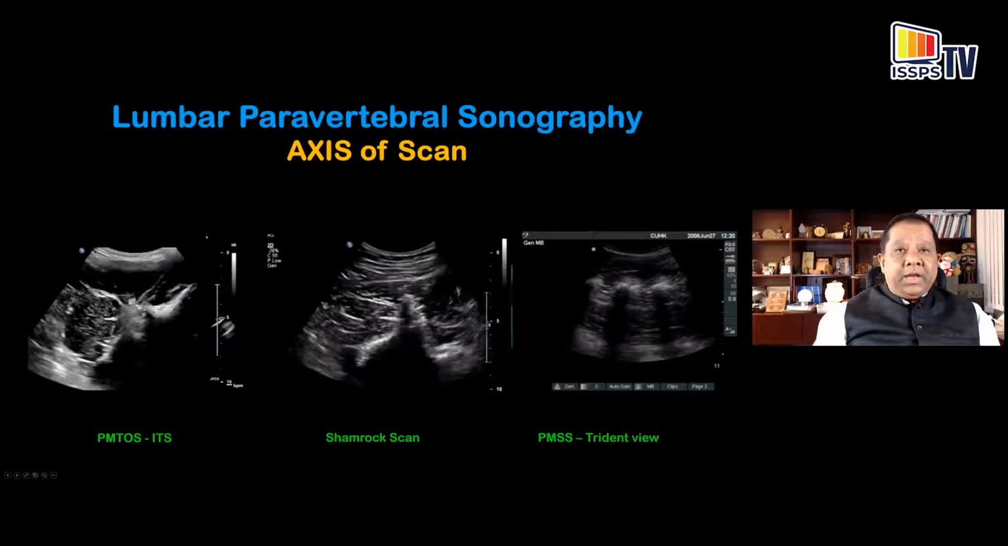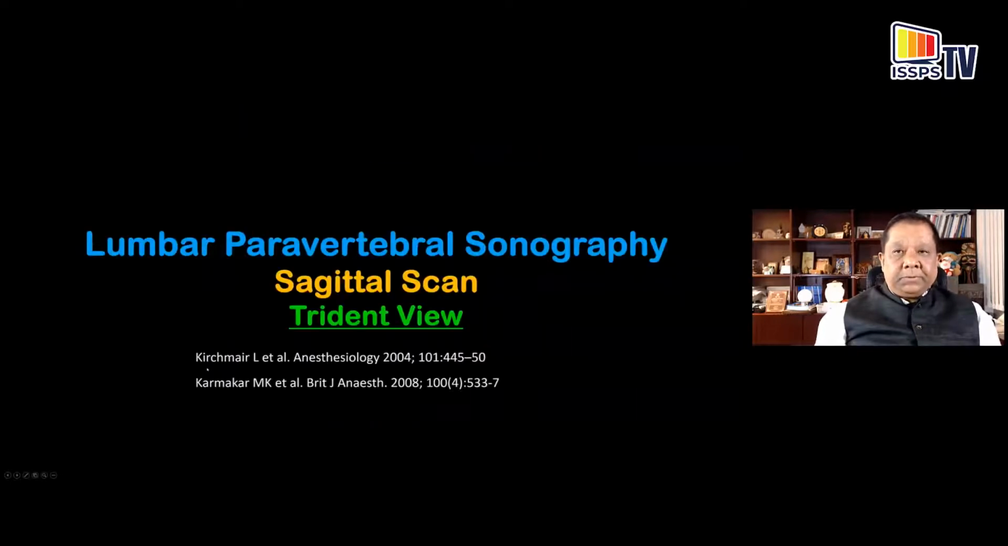So as you can see here, from your left to your right, to the right is the Trident view. Then we have the Shamrock view in the middle with the very prominent transverse process of the lumbar vertebra. And then this is the intertransverse view, the paramedian transverse, but it is an oblique scan, giving you quite a good view of not only the articular process, but also part of the exit foramina of that lumbar vertebra. So let's start with the sagittal view.